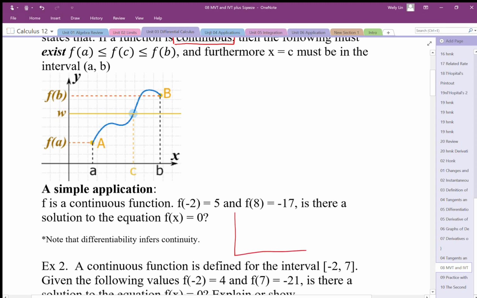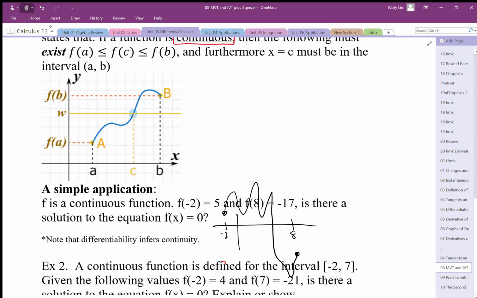So if I draw this function, I've got -2, 5, maybe somewhere around here, and maybe I'll just redraw that. Okay, so I've got a point here at -2 and 5. I've got another point here at 8 and -17, somewhere around there. And we don't know exactly what's happening in between. All sorts of weird things can go on. We can go up and down, and go like that. We don't know what's going on in between those 2 points, but one thing is true.